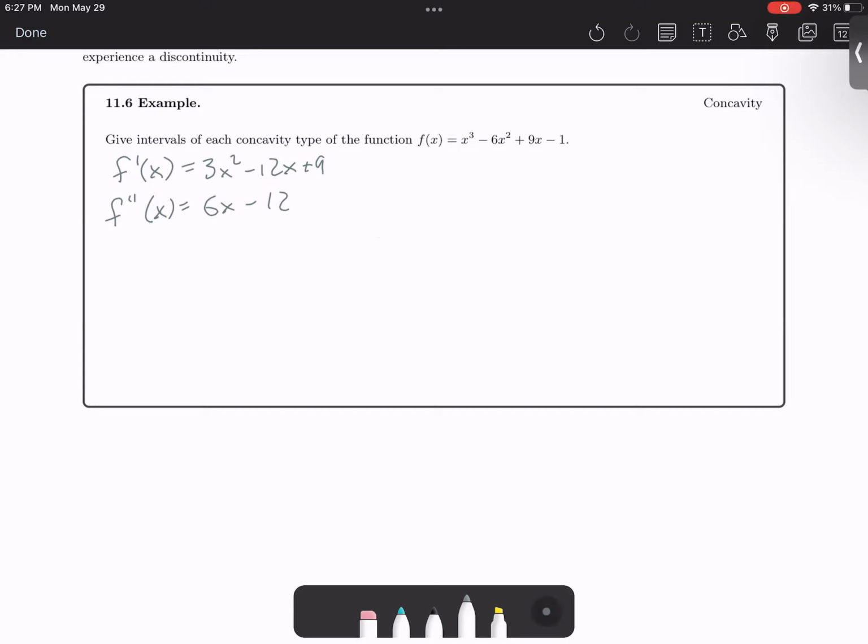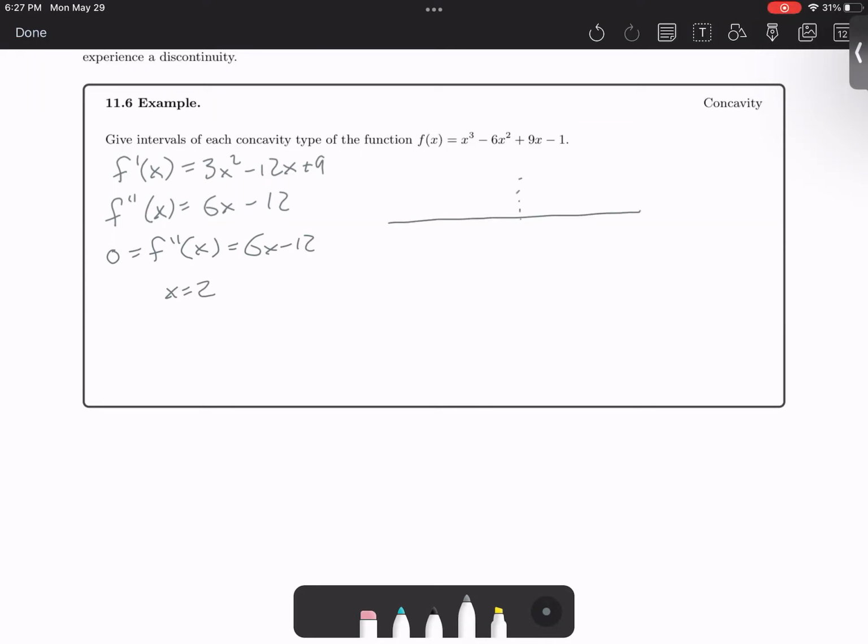So the second derivative is a straight line. It's always going to exist. It's continuous everywhere. So let's figure out when it is going to return a 0. That occurs at the x value of 2. Now let's see if it actually does.